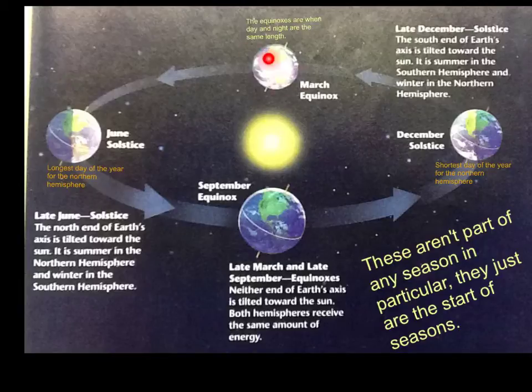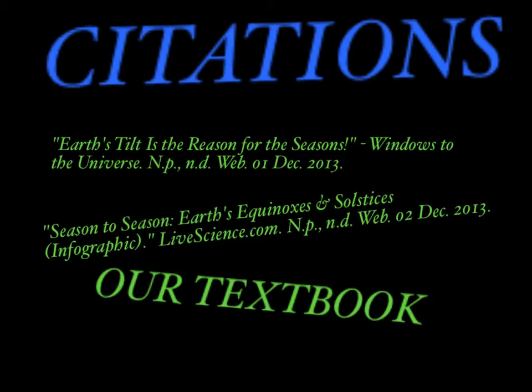The equinoxes in March and September start off fall or spring, and the equinoxes are when day and night are at the same length. The winter solstice starts off winter, and it's the shortest day of the year for the northern hemisphere.